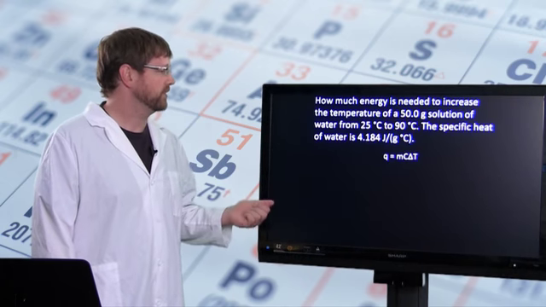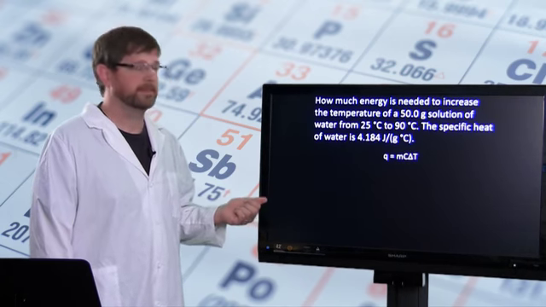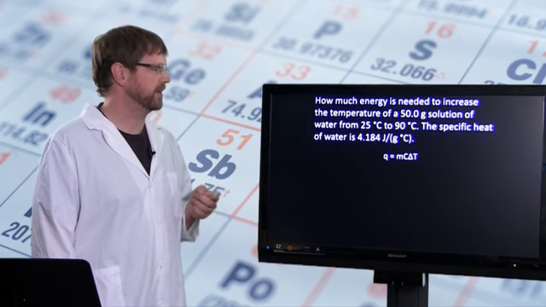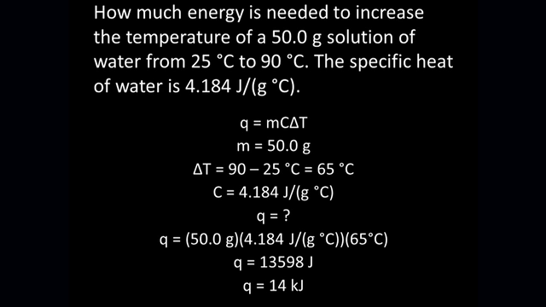Well, we know we're going to use Q equals mc delta T. What I like to do is actually write out each variable from the problem. So, mass is 50 grams. Delta T is 65 degrees Celsius. And the specific heat is 4.184 joules per gram per degree Celsius.